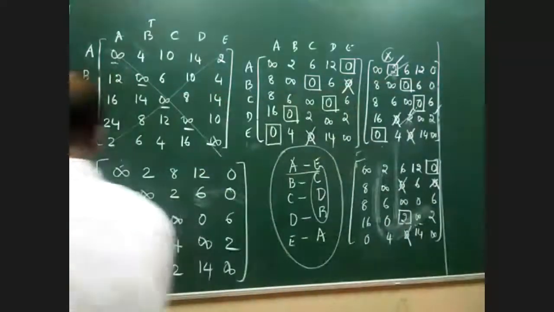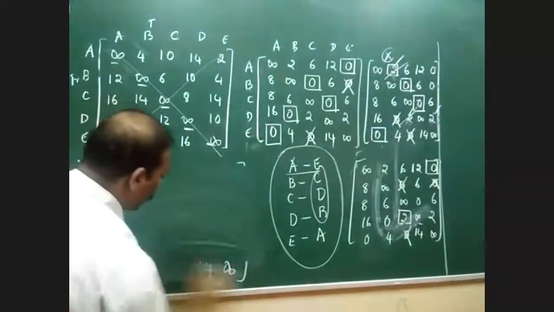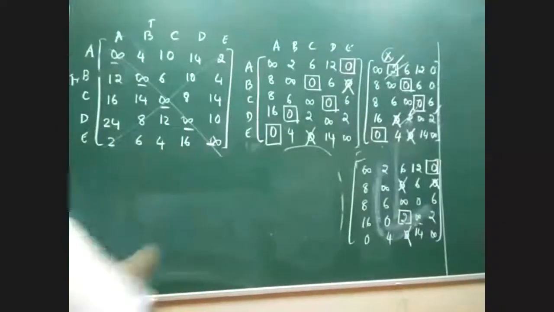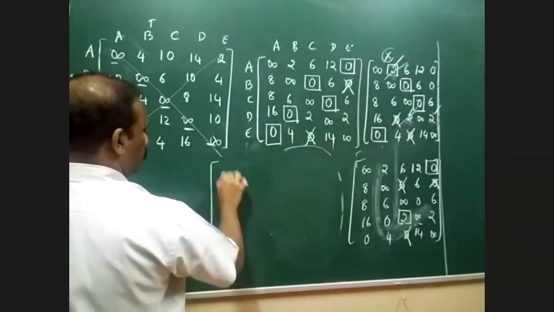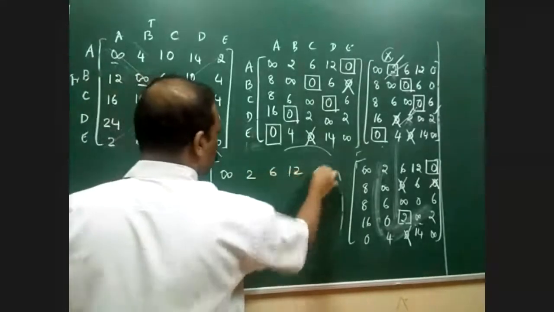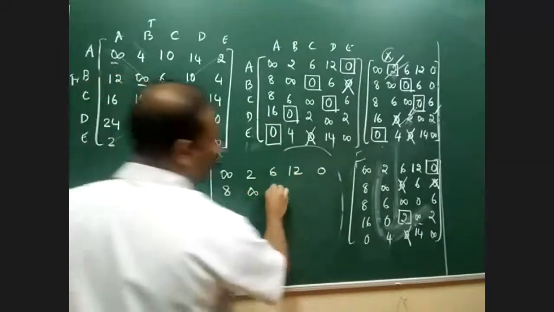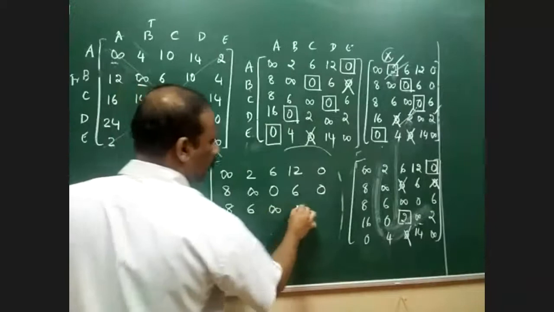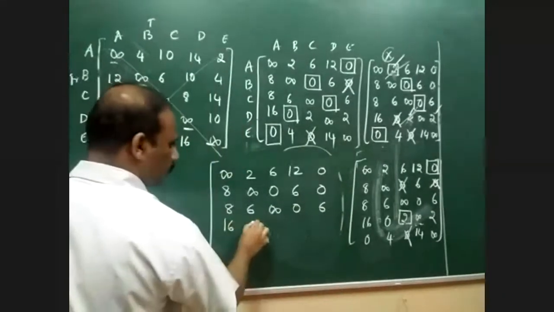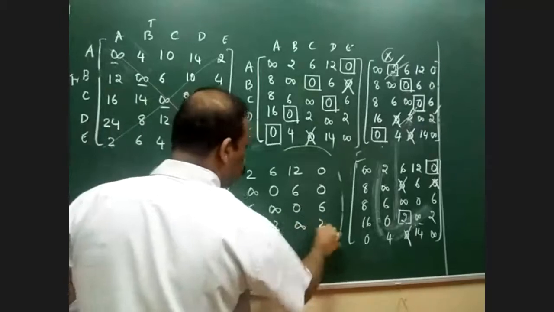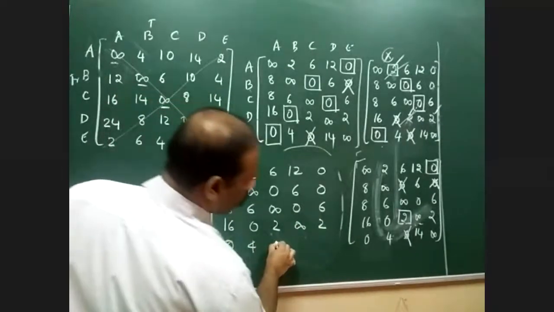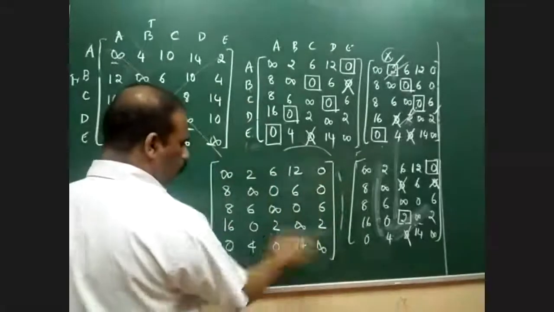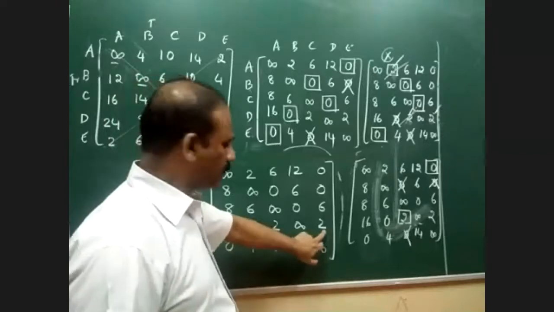I'm just writing here. Please look at the board. I'm just writing the answer here. Okay, so let me write down the matrix. This is infinity 2, 6, 12, 0, 8, infinity 0, 6, 0, 8, 6, infinity 0, 6, 16, 0, 2, infinity 2, and this is 0, 4, 0, 14, and infinity. This 2 is not possible, this 2 is not possible. The only possibility is this 2. So let me start my journey from here.